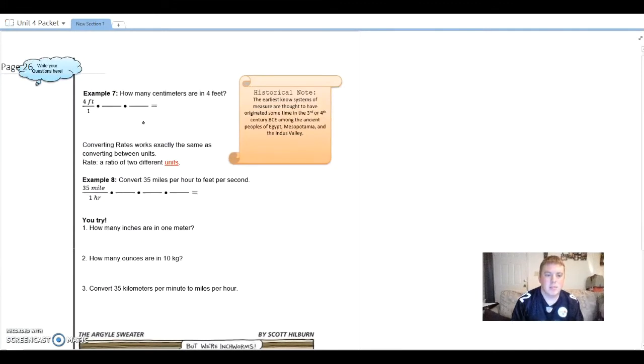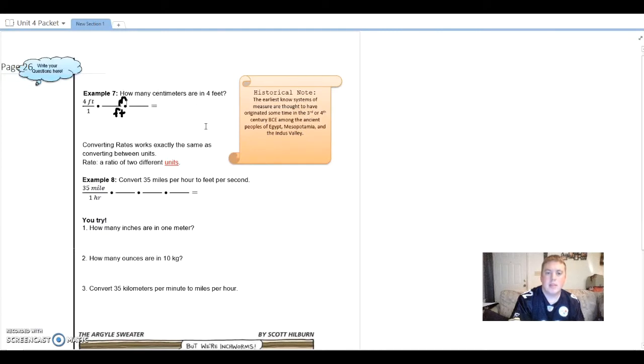In example 7, we are asked how many centimeters are in 4 feet. So we are going to have to go from feet to centimeters. Now that isn't something we're going to have a direct conversion for, but what we do have is a conversion between feet and meters. So I know I'm going to cancel out feet, and I know I'm going to go to meters.